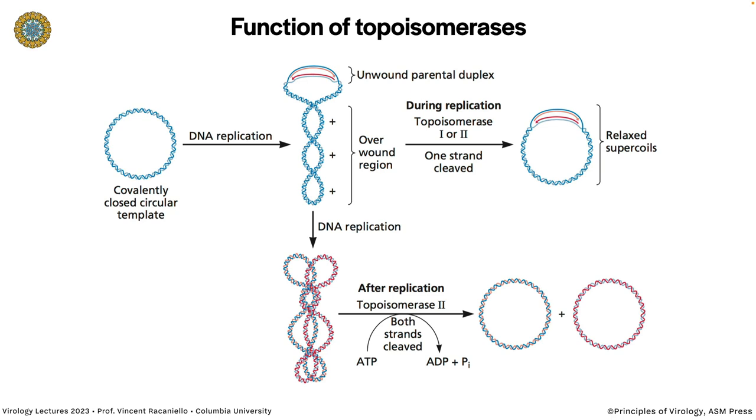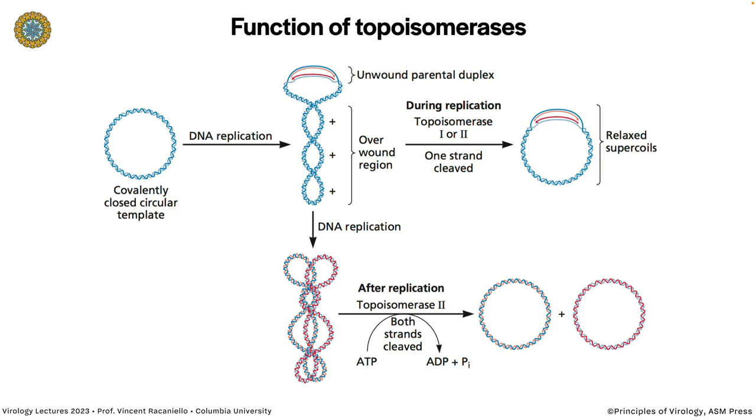Now, when you're done, you have two strands of DNA, but they're still like chains, right? Linked together, shown there. You have two double-stranded DNAs, but because of the way the DNA synthesis occurs, they're locked, right? Like this. So what do you do? You have to cleave both strands of the DNA to separate them. That's called strand resolution. It's done by topoisomerase 2.